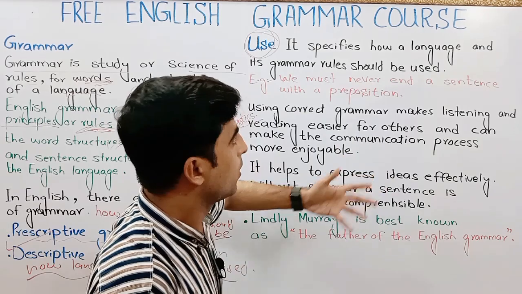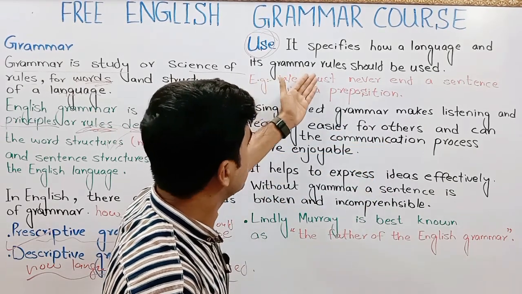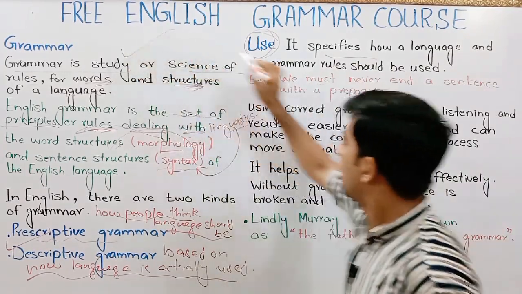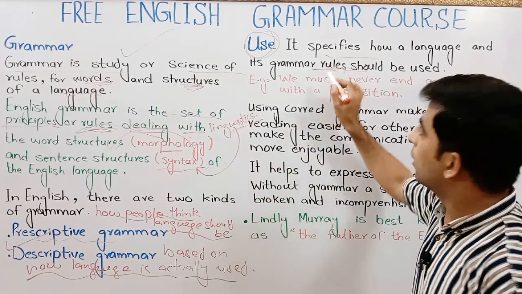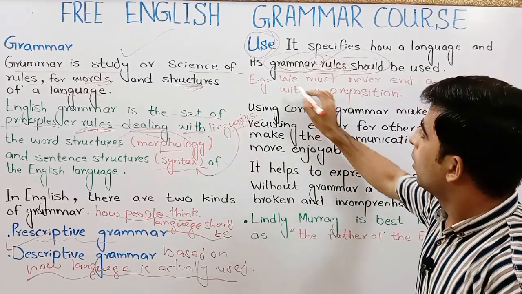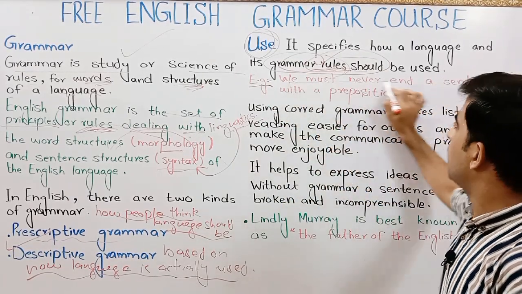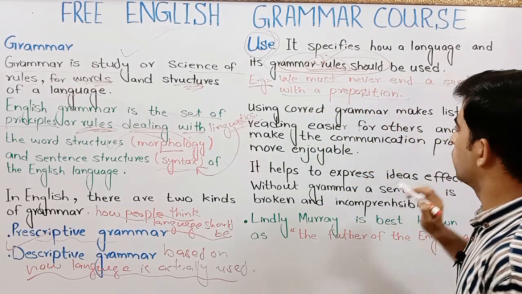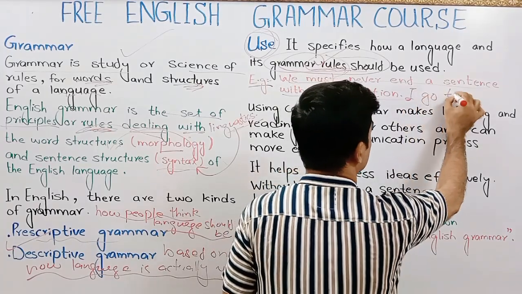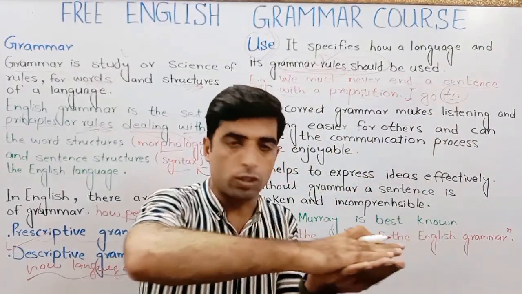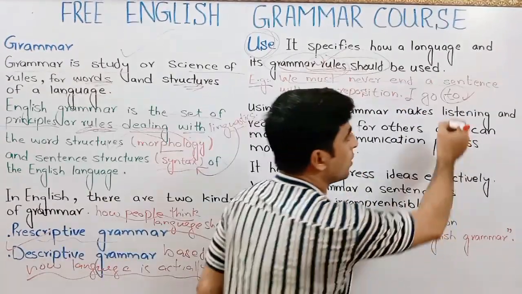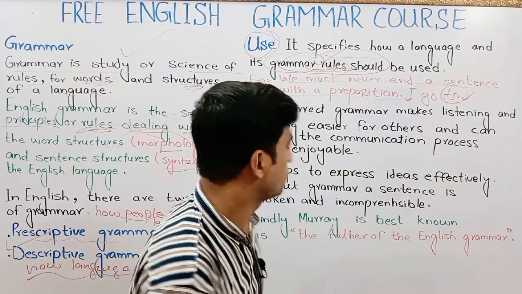It specifies how a language and its grammar rules should be used. That particular thing tells us the grammar: how to use the rules of the language. The rules of the grammar of the language are the ultimate grammar. For example, we must never end a sentence with a preposition. Do you ever find a sentence like this: I go to. Because this is a preposition. Prepositions show the relationship between two things. So that is the rule of grammar: we never end a sentence on a preposition.